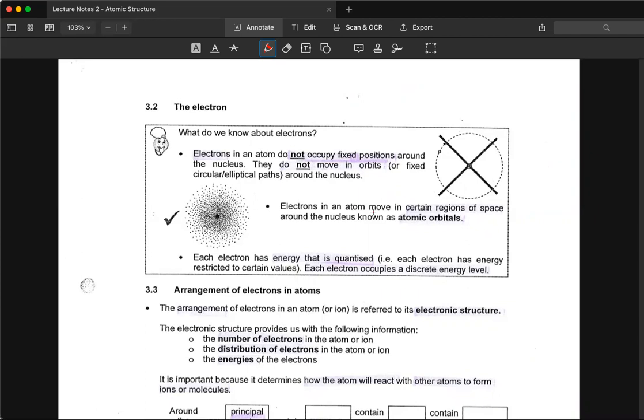each electron has energy that is quantized, where each electron has energy restricted to certain values. Each electron occupies a discrete energy level. So electrons are not moving in orbits. They are actually moving in spaces known as orbitals. So they are not moving like the planets around the sun. That is not correct, or that is not the updated model. They are actually moving randomly.